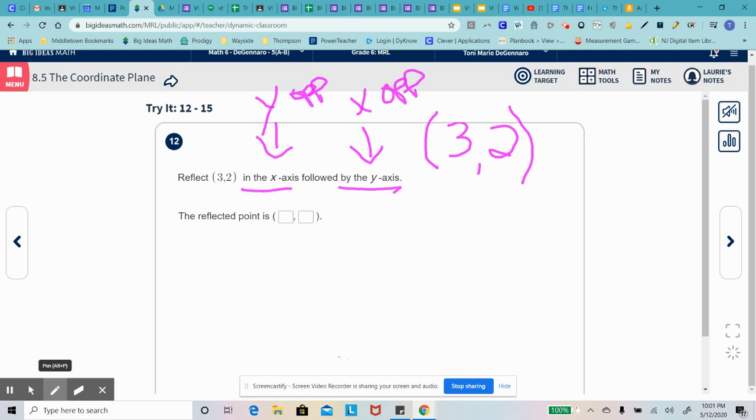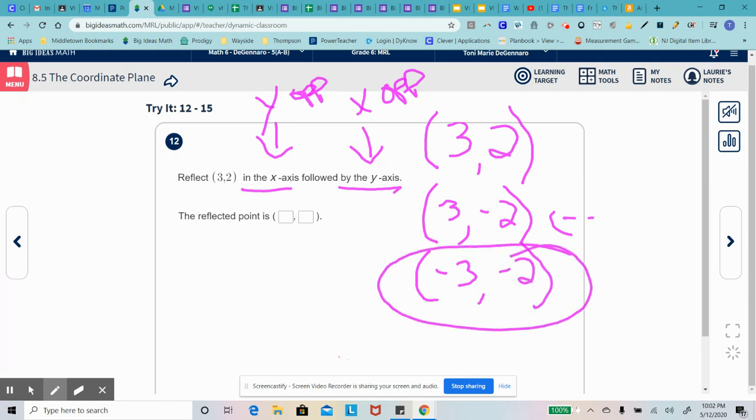Okay, so let's start with the x-axis. That means it's going to be changing to the opposite of y. So it'll be 3, and your 2 is going to become -2. And then usually we go back to the original, but not here. You're now going to look at what you just did. So it's now going to be reflecting in the y-axis, so you're finding the opposite of x. That means your +3 is now going to be -3. And that's your final answer.